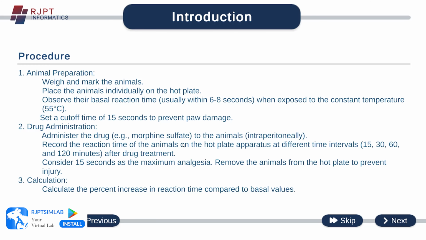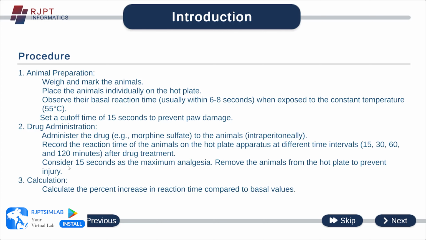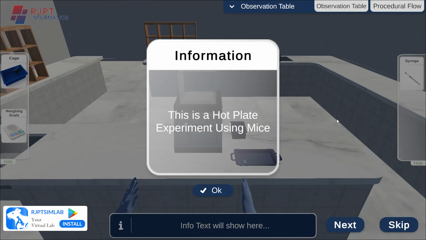Then record the reaction time of the animals on the hot plate apparatus at different time intervals. We will observe them at 15, 30, and 60 minutes after drug treatment, and we will consider the cutoff time as the maximum analgesia. Then we will remove the animals from the hot plate to prevent injury. Then we will see the calculation part. We have to calculate the percent increase in reaction time compared to the basal values. Now let us perform this experiment in our RJPT Simlab simulatory laboratory.